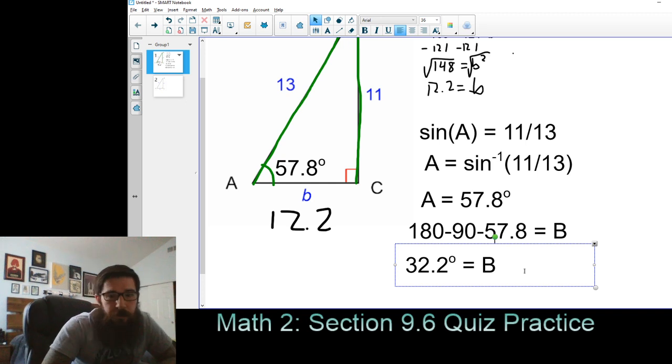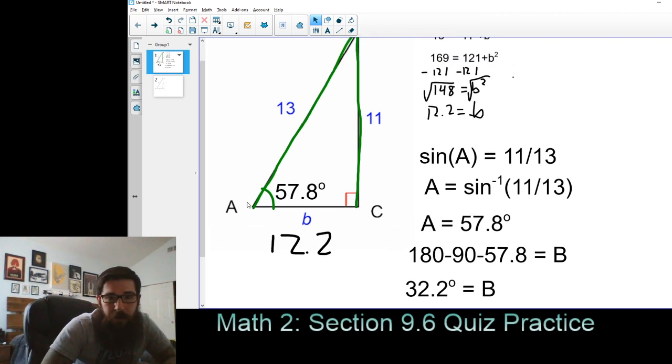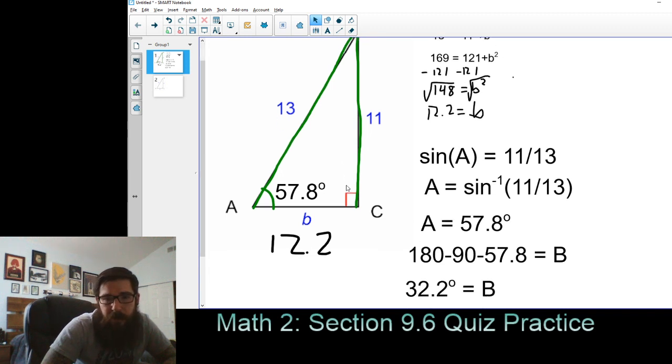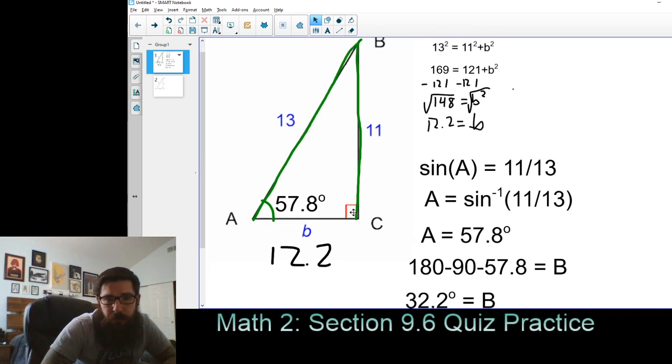You got 32.2 degrees for B. I now know all three sides, 11, 12.2, 13, and I know all three angles: 32.2, 57.8, and then the 90. We're going to give you three pieces. You have to find the other three.